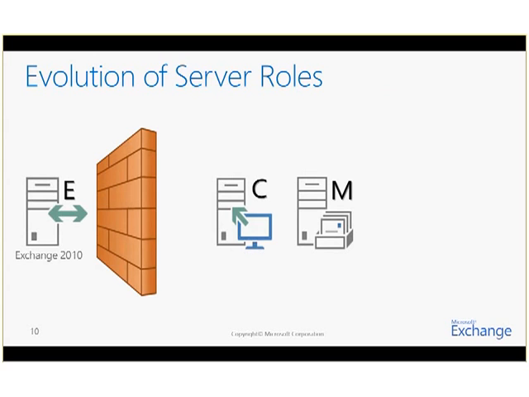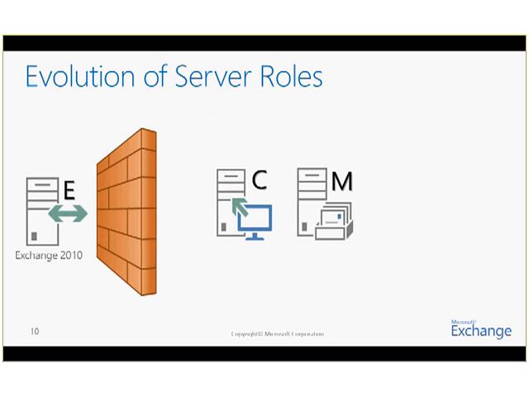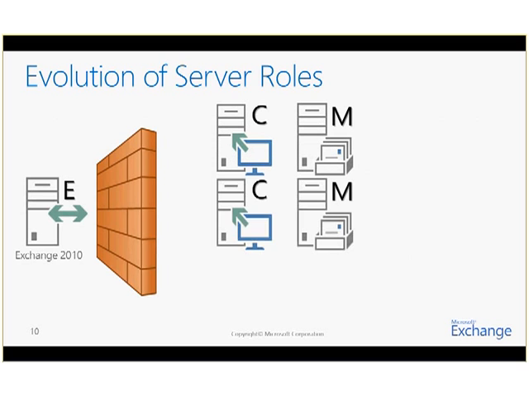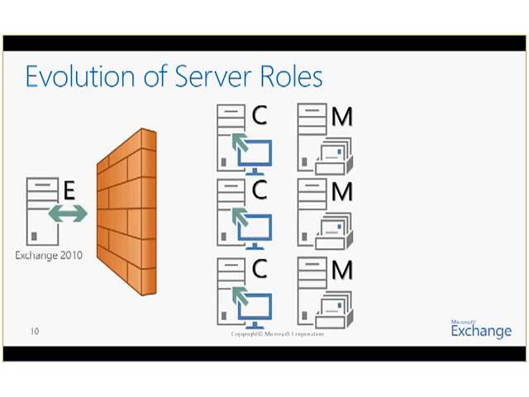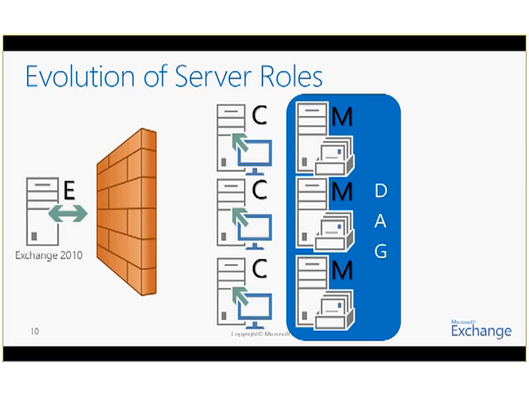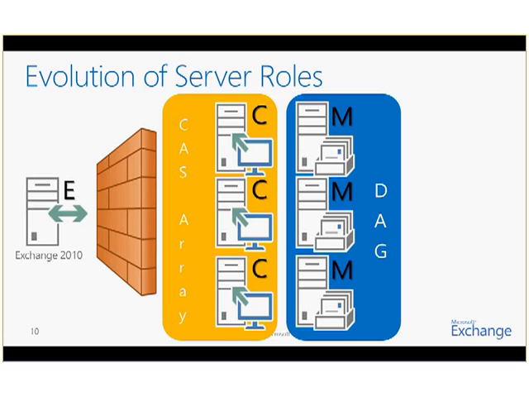Now, you can take these two new server roles and group them together for high availability purposes. You can add mailbox servers to a database availability group, and you can add multiple client access servers to a client access server array. Now, the DAG is very similar to what we have in Exchange 2010. It's a collection of mailbox servers that form a unit of high availability. And as with Exchange 2010, the DAG is the boundary for replication and for switchovers and failovers, and of course, DAG members can be in different sites for site resilience. And like Exchange 2010, each DAG can have a maximum of 16 mailbox servers.